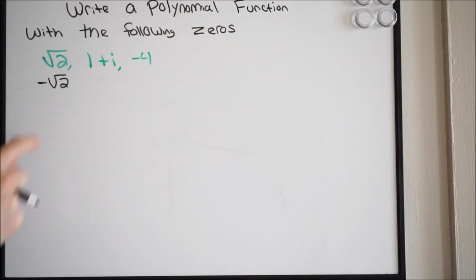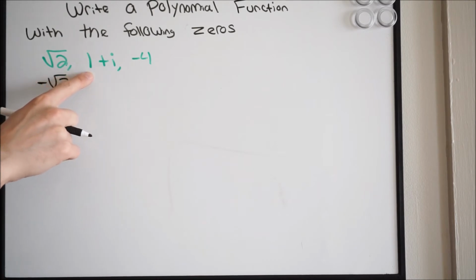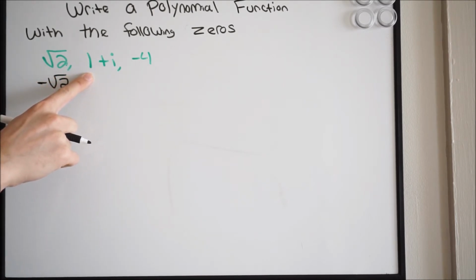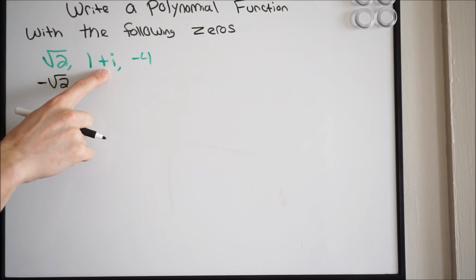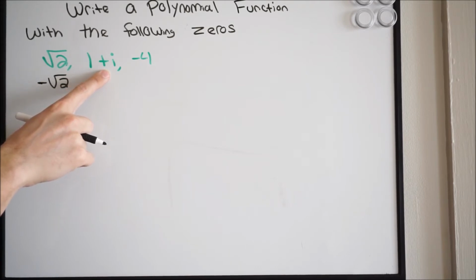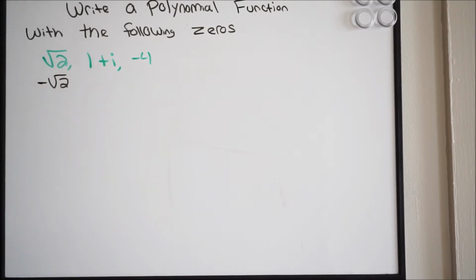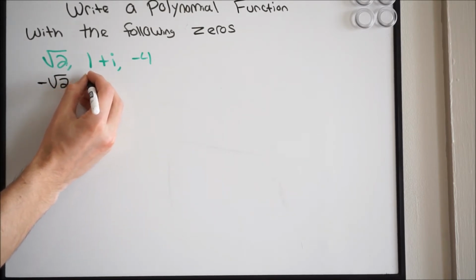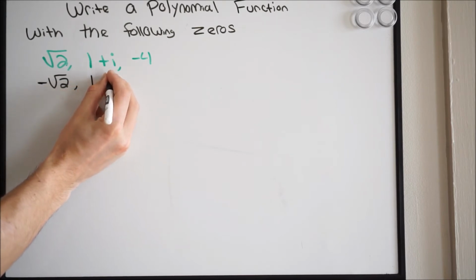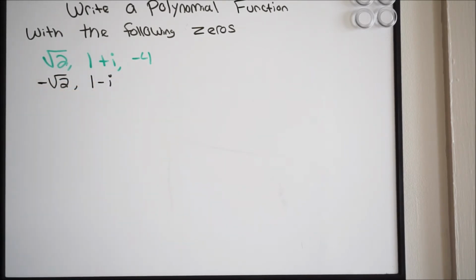And then we have this complex number. Well, remember, we talked about how we can find the complex conjugate. And we're also going to have a negative i here, because remember, i is the square root of negative 1. And again, whenever you take the square root, you have plus or minus. So we will also have 1 minus i. Okay? And that is it. So these are all going to be our zeros here.